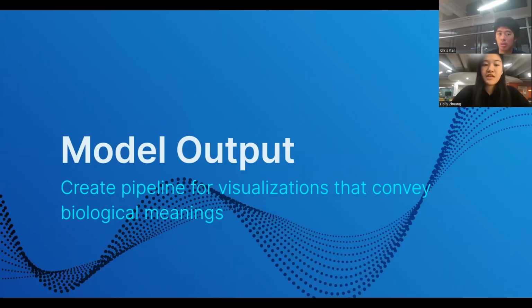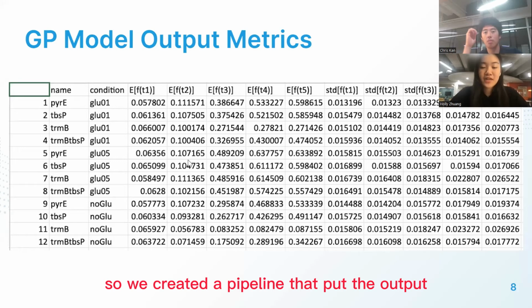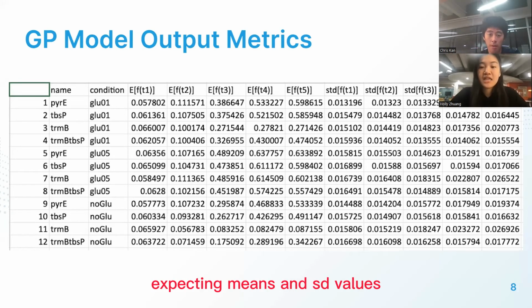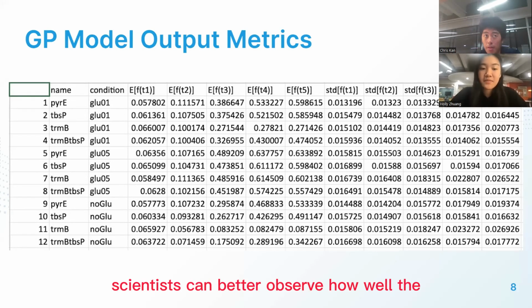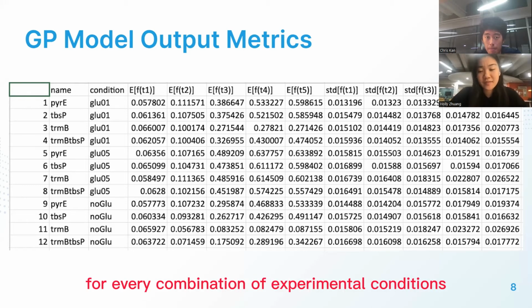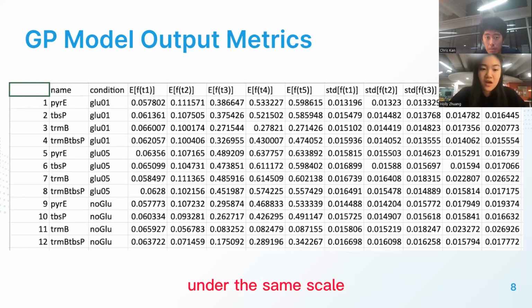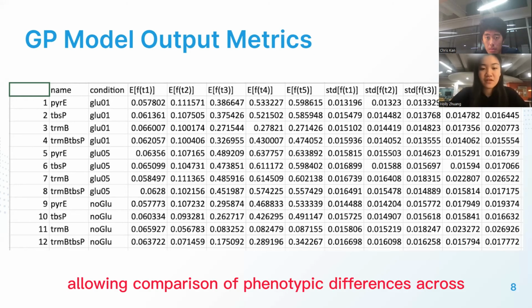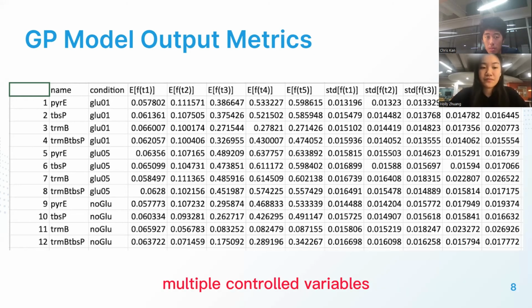The output matrix from the phenom model is very dense and hard to extract biological meaning from. So we created a pipeline that put the output expected means and SD values and the input values into one graph. Scientists can better observe how well the curve and credible intervals fit their data points for every combination of experimental conditions under the same scale, allowing comparison of phenotypic differences across multiple control variables.